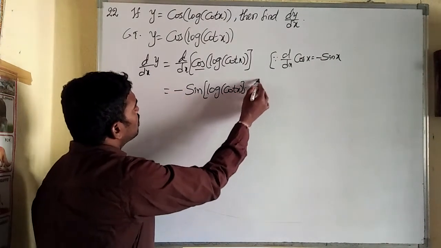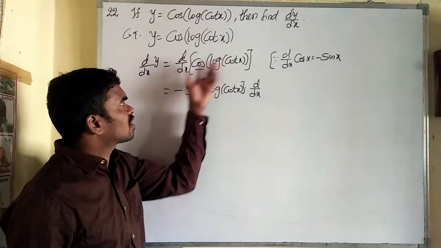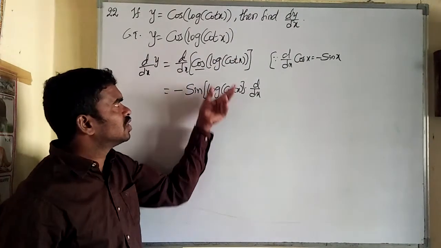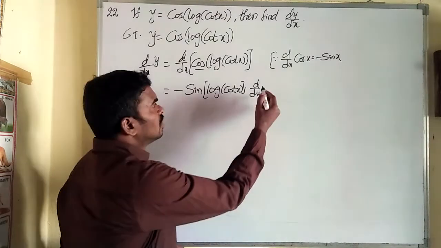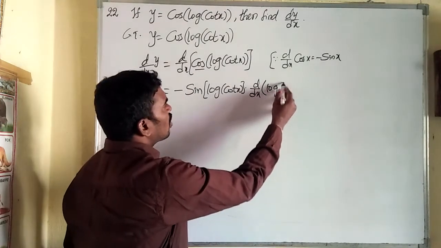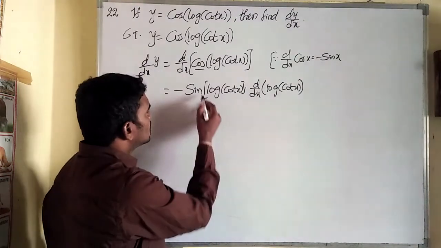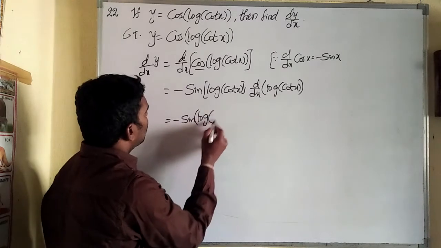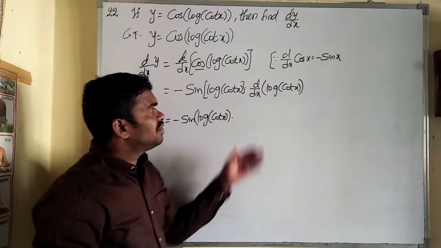Okay. Into d by dx what? So cos of this is considered as x. So minus sin x. So what is x? Log of cot x. So we get d by dx of log of cot x. Next, which formula can we use? This is same, minus sine of log of cot x. Write this down continuously.